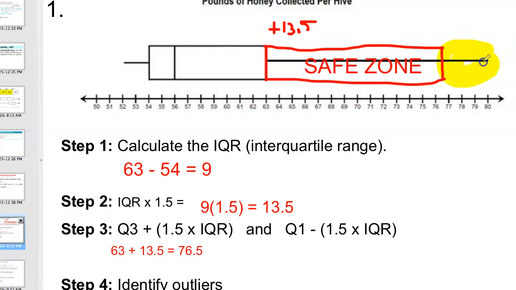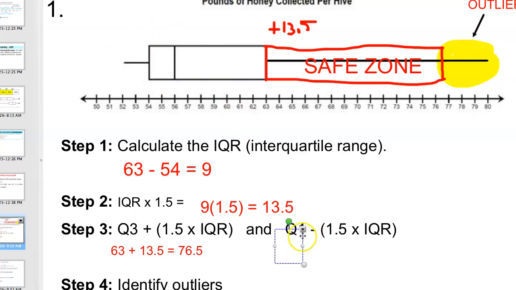Now, we don't know how many values are in this data, so I don't know if 77 is an outlier, 78. There could be multiple numbers here. We don't know how many numbers there are. I do know that here is an outlier. There is at least one outlier there. Okay, but I'm not done because I could have a low outlier over here. It doesn't appear to look like one, but it could be one.